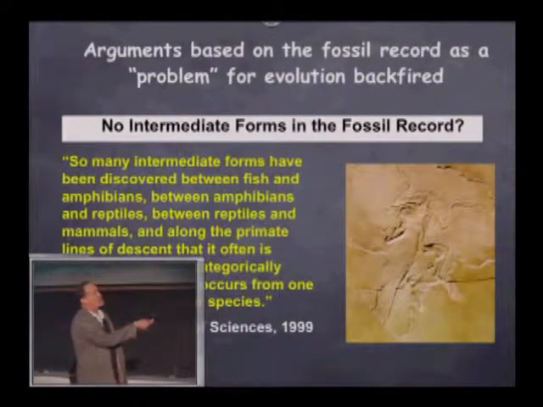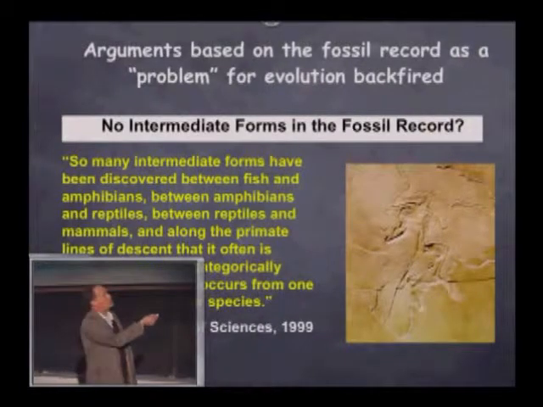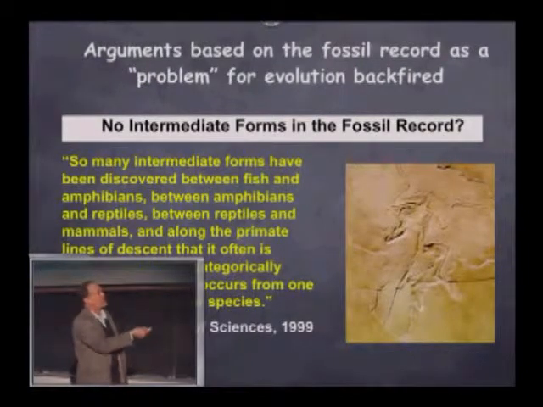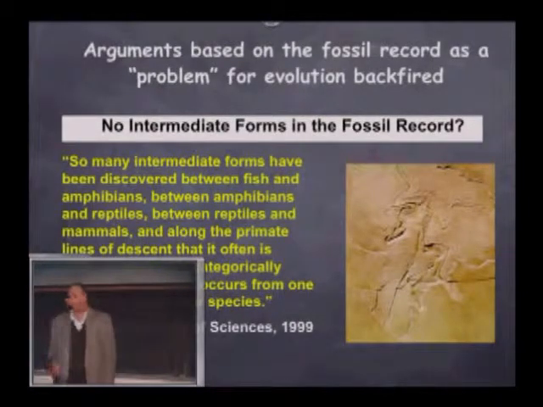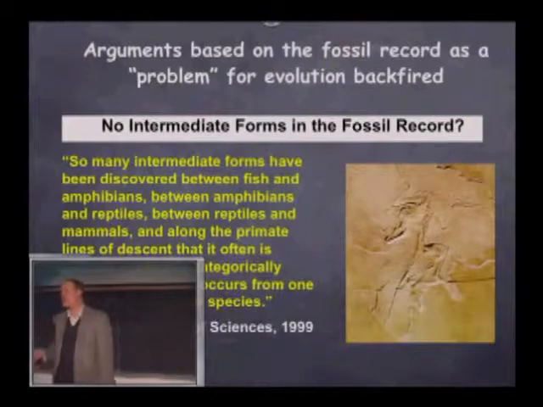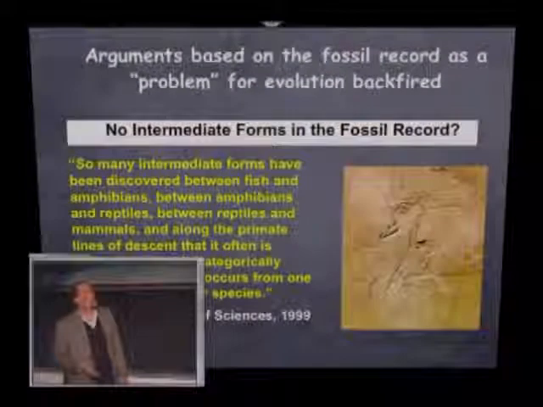They said, look, there's so many intermediate forms between fish and amphibians and reptiles, reptiles and mammals, even along the primate line, that you often can't tell where the transition occurs from one species to another. That's the very definition of transitional form. But in the Dover trial, we didn't want to argue from quotations. We wanted to show data.